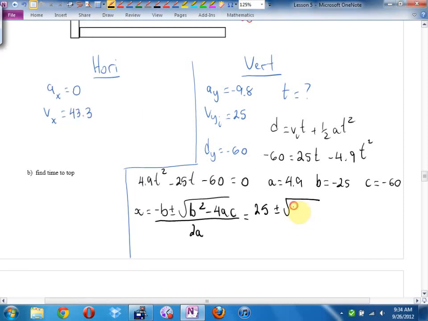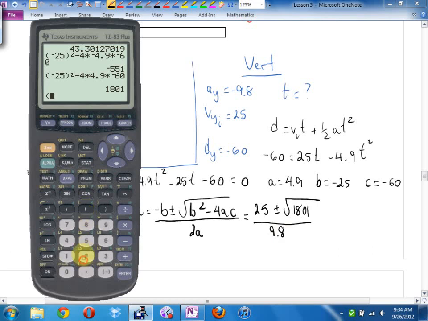Yeah? 1801, a very good year. All divided by, and I can even multiply by 2 in my head, even if it's decimals. I think 4.9 times 2 is 9.8. How many numbers are on the top? 2. I better use brackets when I go to my calculator. Bracket 25 plus the square root of 1801. Close off the square root, close off the top, divided by 9.8. One time I get is 6.88. Those of you with a solver, am I right? Yeah.